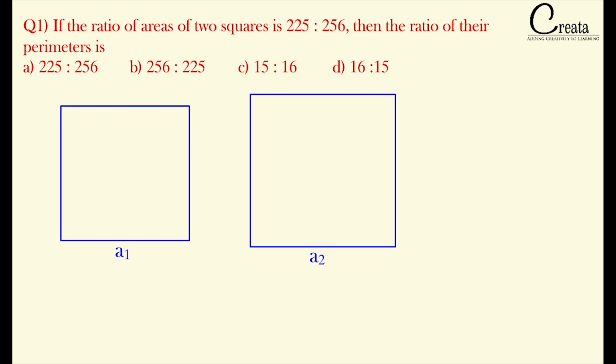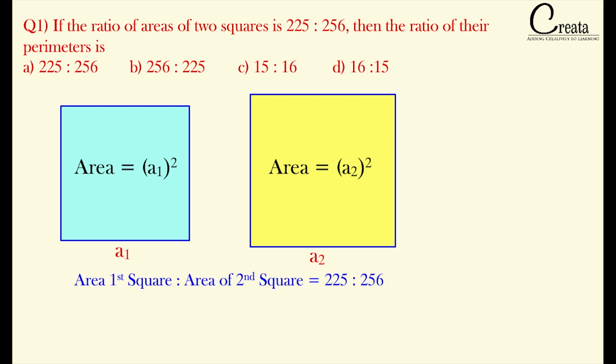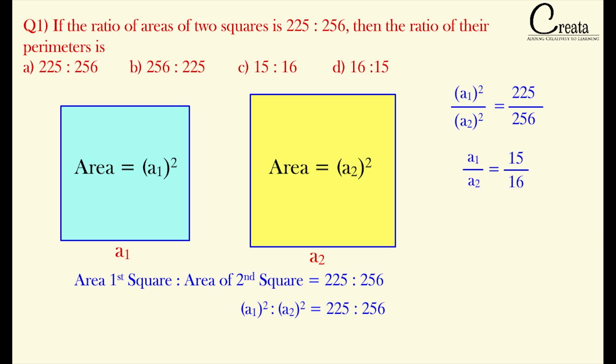We know the formula of area of rectangle, that is length into width. Here for the square, all the sides are same, that is length and width are same. So we got area of the square as side square. Here side of the first square is A1 and side of the second square is A2. So we got area of first square as A1 square and area of second square as A2 square. And the ratio of area of both the squares is given as 225 is to 256. So we got A1 square upon A2 square is equal to 225 upon 256. On solving, we got A1 upon A2 as 15 upon 16. That is the ratio of side of both the squares is 15 is to 16.